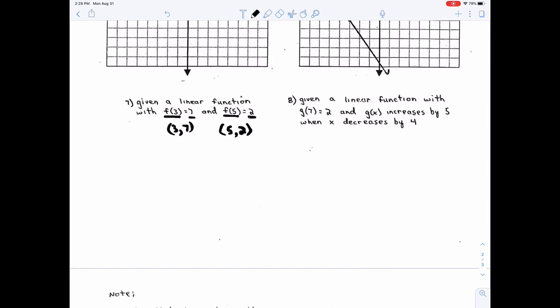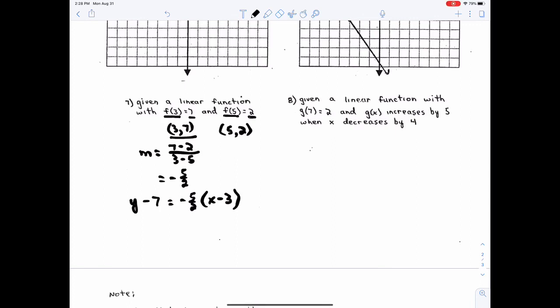So I have 2 points. We'll just pick this one as the point. Let's find the slope. So we have the change in y over the change in x, 7 minus 2, so that's going to be 5 over negative 2. I'll just pick the first point. So we have y minus 7 equals negative 5/2 times (x minus 3). Now, would I take that as an answer? Yeah, I would. But I've got to be honest with you.